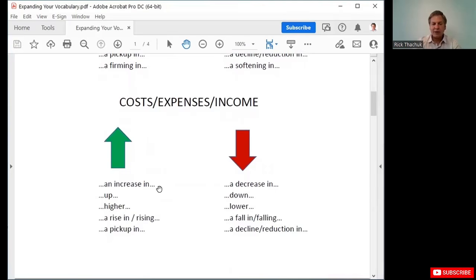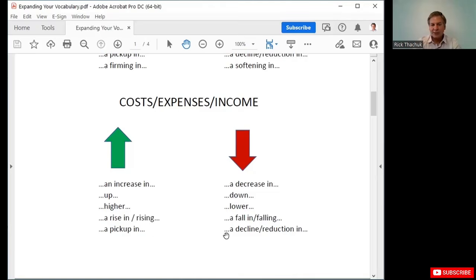Well, we can say an increase in costs or an increase in expenses or an increase in income or a decrease in all of those things. We can say costs were up or expenses were up, or we can say costs were down, expenses were down, or income was down. We can say higher costs or higher expenses, lower costs, lower expenses. We can say a rise in costs or rising costs, a fall in expenses or falling expenses, and then a pickup in costs or a decline or reduction in costs.